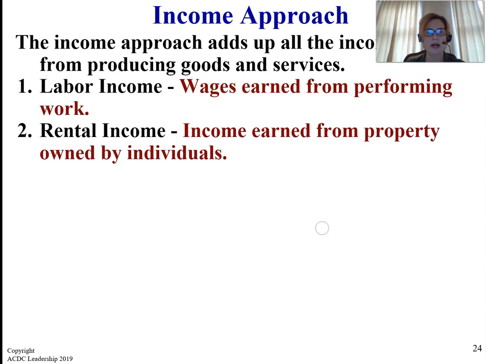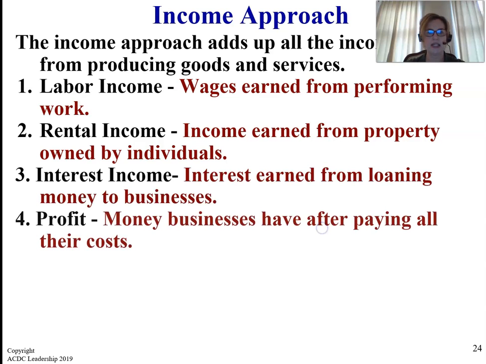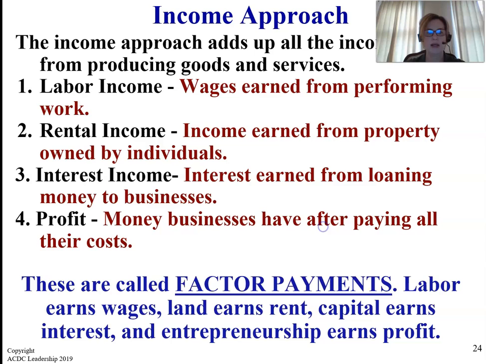The income approach adds up all the income earned from producing goods and services. So labor income, rental income, interest income, and profit. These are all the factor payments. Labor earns wages, land earns rent, capital earns interest, and entrepreneurship earns profit.